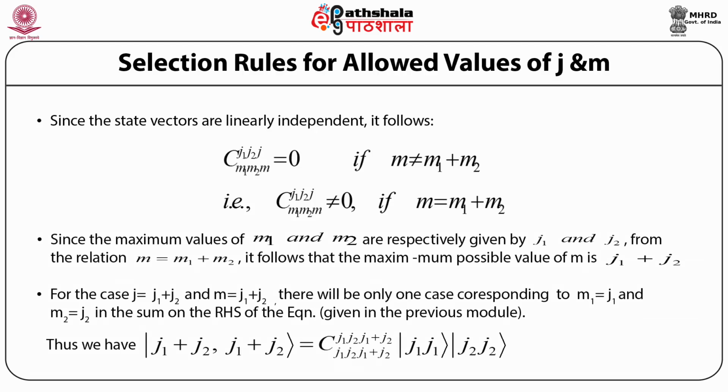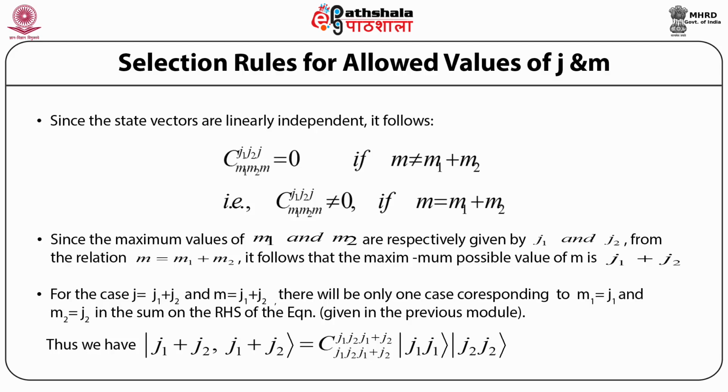Now, for the case j equal to j1 plus j2 and where m takes its maximum possible value, m is also equal to j1 plus j2. In such cases, there will be only one case corresponding to m1 is equal to j1 and m2 is equal to j2 in the sum on the right hand side of the equations that we have discussed earlier. That means the equations that were involving the state vectors jm, and from this we finally have the state vector jm can be written as state vector j1 plus j2.